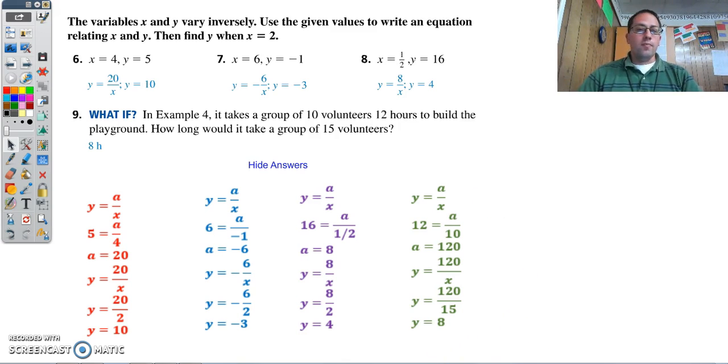Alright, that is direct and inverse variation. Not too bad. Remember that direct variation is y equals a times x, and as x goes up, y also goes up. When x goes down, y also will go down. Inverse variation is y equals a divided by x, and as x increases, y will decrease. And in both cases, a is referred to as the constant of variation.